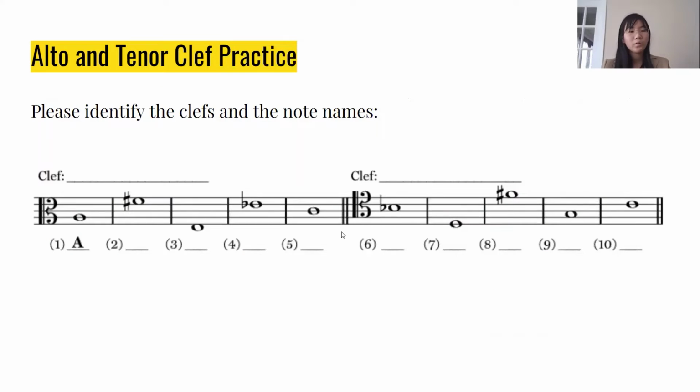Okay, so here's a small practice on the alto and tenor clef. If you look here, it asks you to fill out the clefs and also the note names. So if you take what I did on the last slide, this is middle C. If you count down one, that would be B, count down another, which would be A. So this one would be A. I'll give you about 2 minutes to do this one, and then we can go on from there.